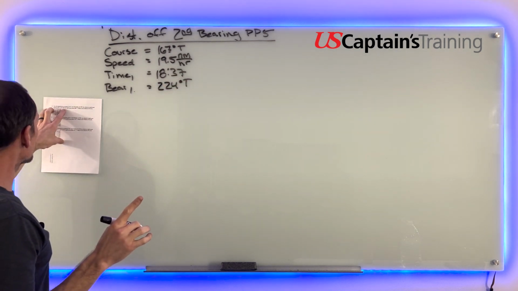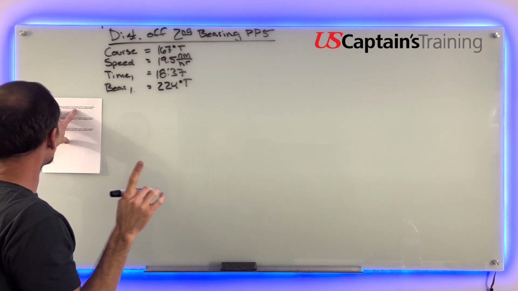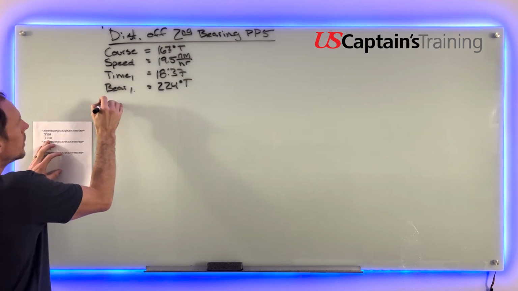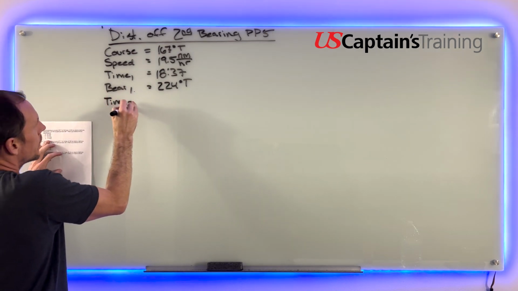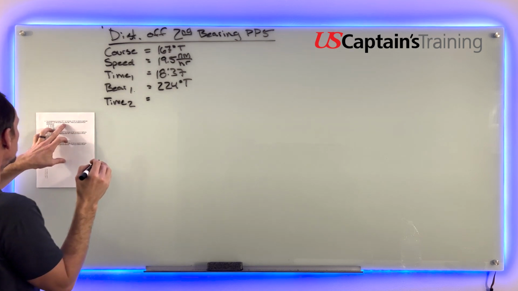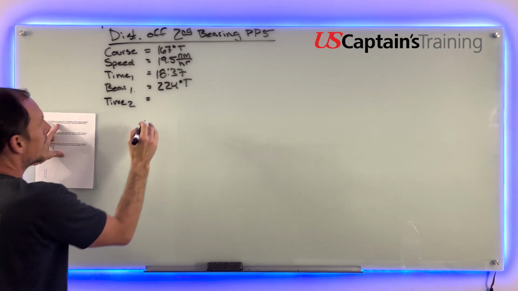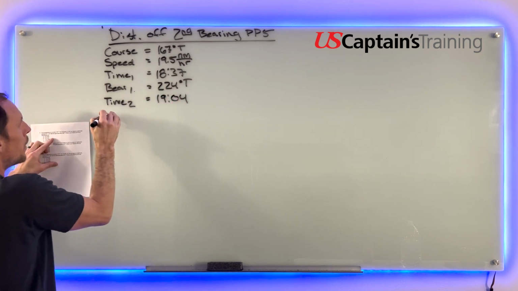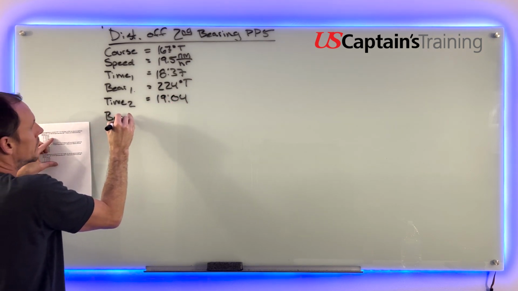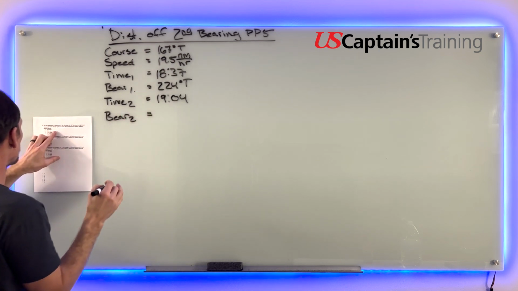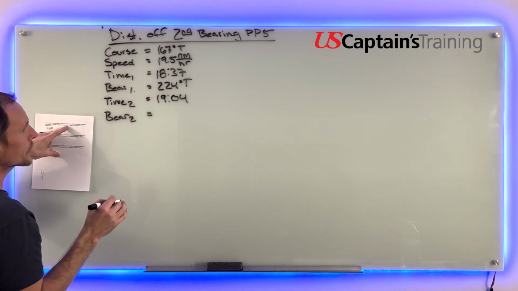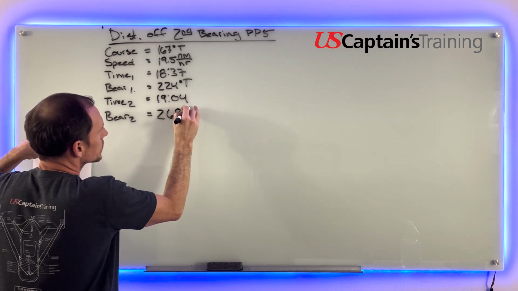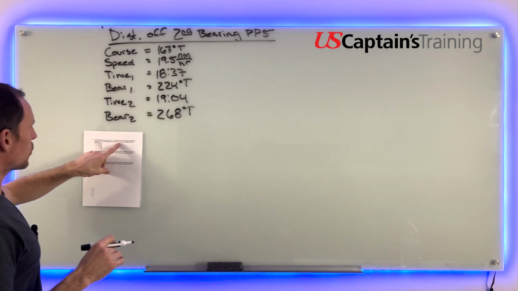At 1904, the lighthouse bears 268 degrees true. So it gave us time 2 and bearing 2. Time 2 equals 19 hours and 4 minutes. Bearing 2 equals 268 degrees true. And here's the question.